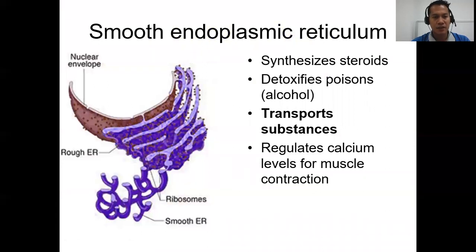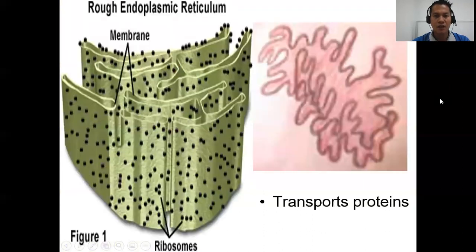Endoplasmic reticulum. There are actually two types of endoplasmic reticulum. This is the smooth endoplasmic reticulum, this part right here, because there are no ribosomes attached to it. The rough endoplasmic reticulum has ribosomes attached to it, and that transports protein.